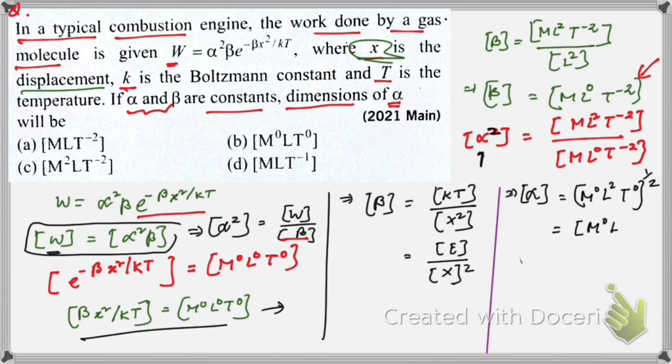So hope you have understood this. These are very basic things, I don't think I need to explain these things. So this is the dimensional formula of alpha. Which option is correct? Here you can see option B is correct: M to the power 0, L, T to the power 0. So hope you have understood this. Now let's move on to the next question.